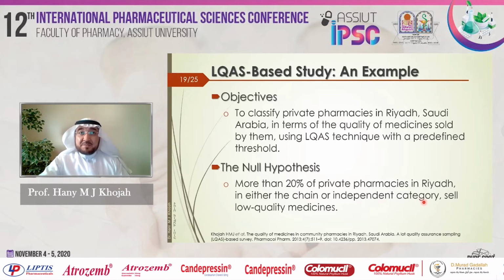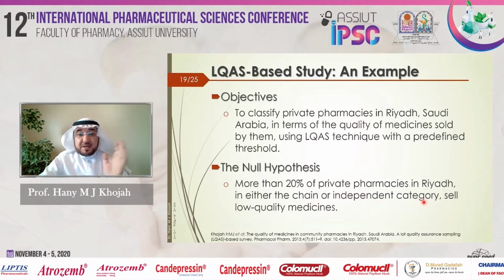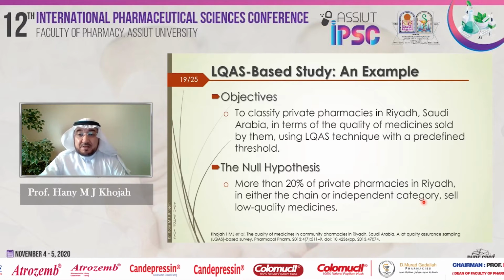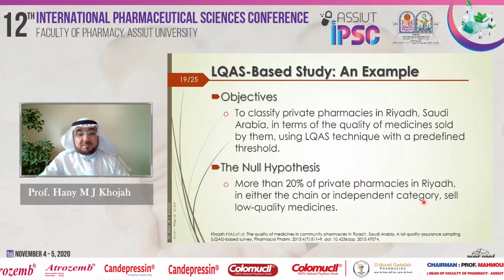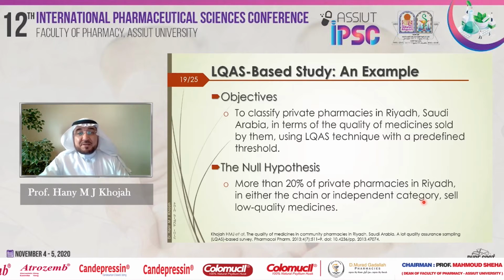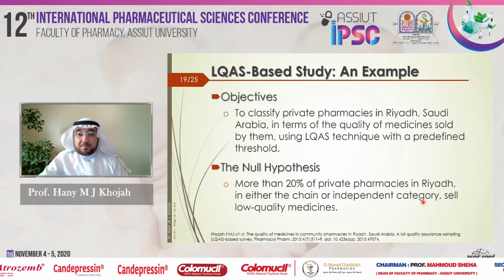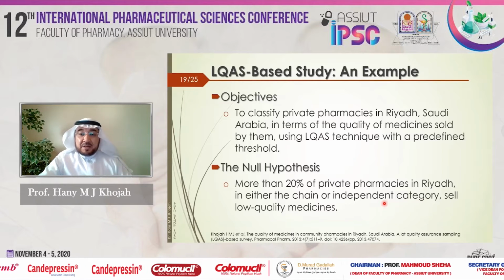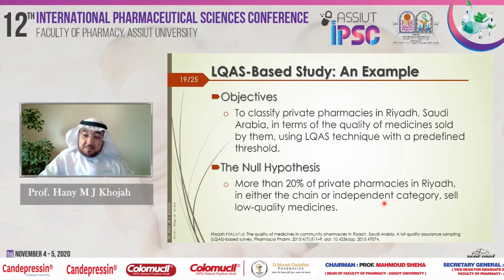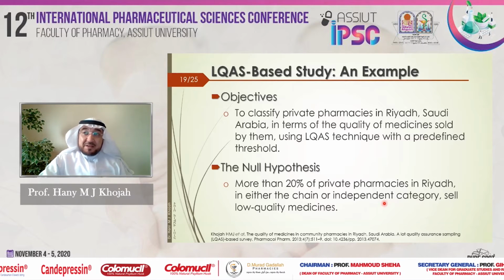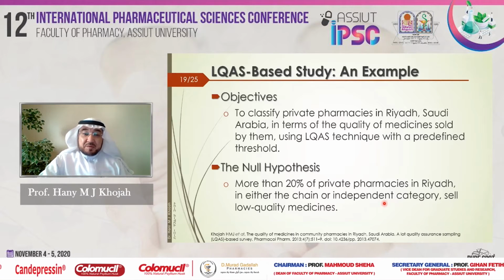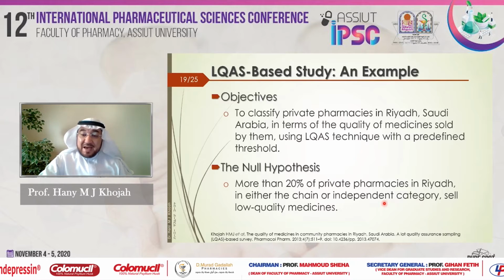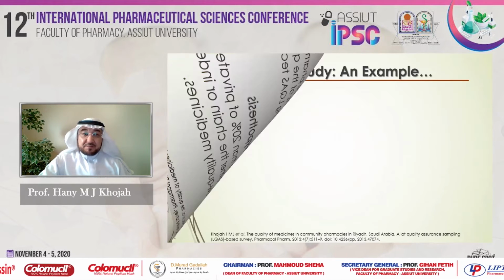I classified the pharmacies into chain pharmacies and independent pharmacies. A chain means that we have 3 or more pharmacies that belong to the same owner, and independents mean 3 or less. So my assumption, or my null hypothesis, was to see more than 20% of bad pharmacies in Riyadh.